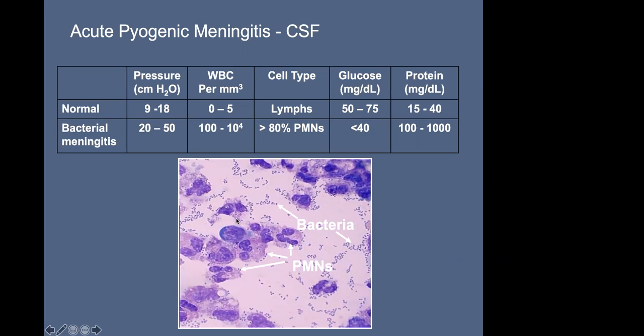So with CSF, one can make a smear and stain it. And in acute bacterial meningitis, the bacteria are abundant. So you can easily see with a Gram stain, gram-positive or gram-negative bacteria. And then one can do a culture to specifically isolate exactly which organism, which bacteria, is causing the infection.